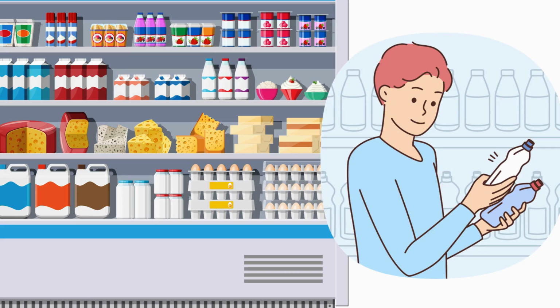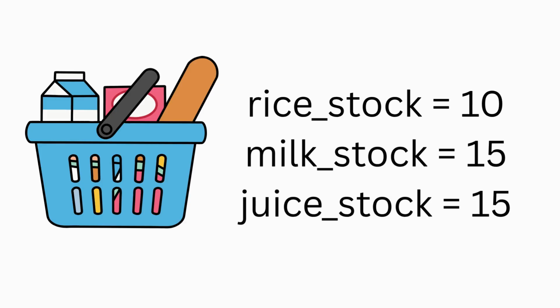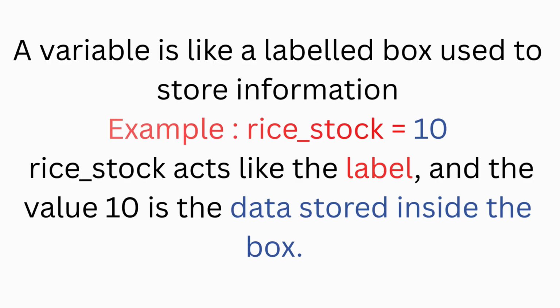Imagine walking into a supermarket warehouse. Thousands of products are stored there, but every product has a label so workers can quickly identify what is inside each box. One box may be labeled rice and contain 10 packets, another may be labeled milk and contain 15 bottles. Without labels, finding products would become confusing and difficult. Python variables work exactly the same way. A variable is like a labeled box used to store information.